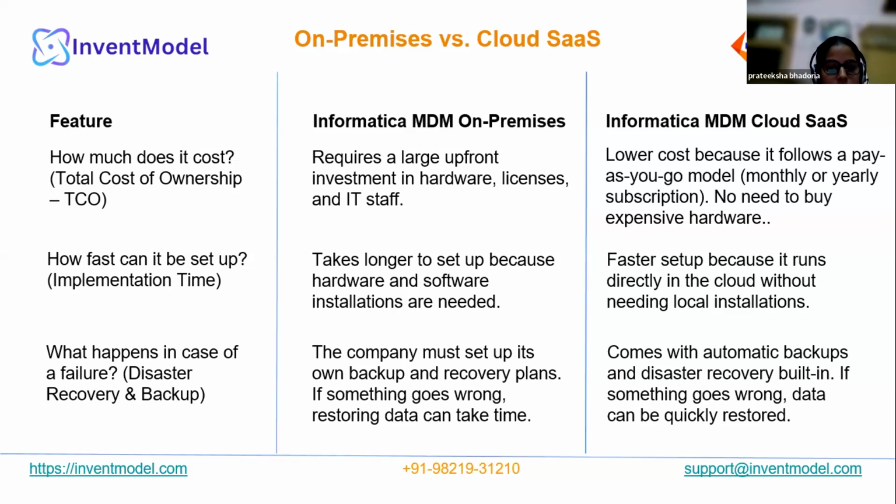So the next point is what happens in case of a failure. In the case of a failure in an Informatica on-prem setup, the company needs to have a backup plan, because every company needs one for disaster recovery management. If something goes wrong, restoring the data can take time, so the business can get affected or impacted.